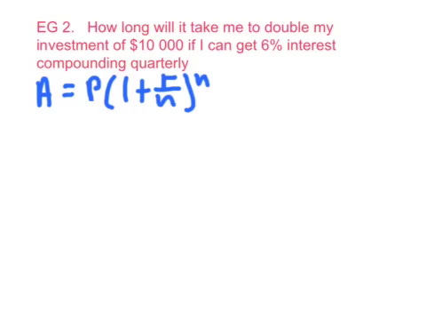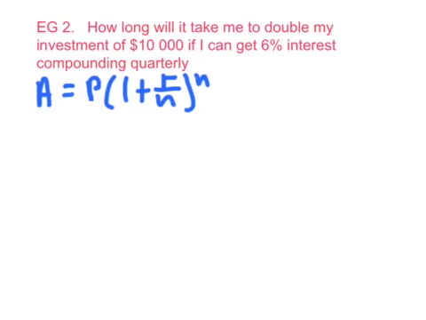How long will it take me to double my investment of $10,000 if I can get 6% interest compounding quarterly? Well, here we always start with the formula and substitute what we can in. But it's a how long question. So really what we're trying to get is the value of n. And as you're going to see, that's going to involve taking logs of both sides of an equation. Okay, but for the moment, let's just substitute our values in.